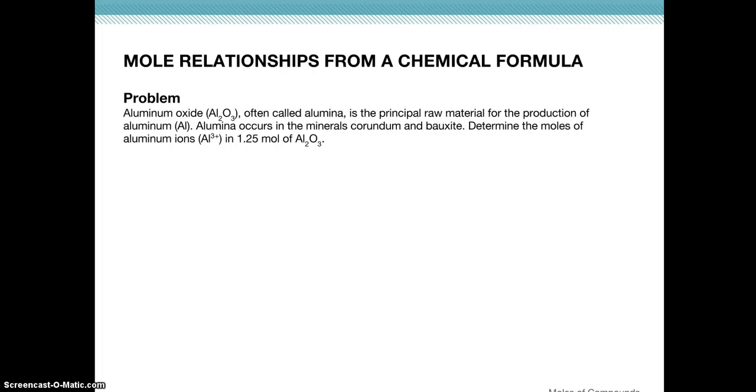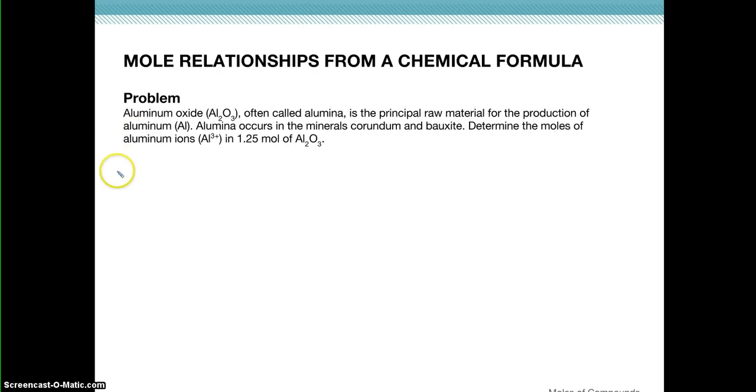So let's look at a problem and see if we can figure out this mole ratio. It tells us that aluminum oxide, which is Al2O3, often called alumina, is the principal raw material for the production of aluminum. Alumina occurs in the minerals corundum and bauxite. Determine the moles of aluminum ions in 1.25 moles of aluminum oxide.